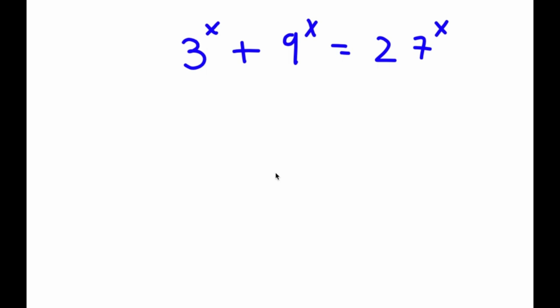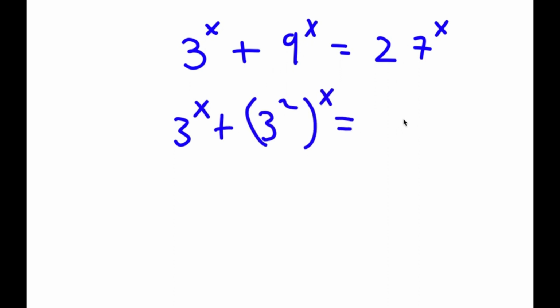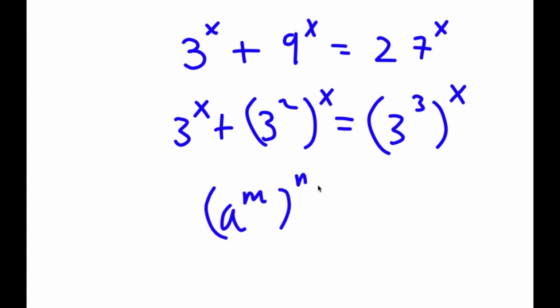Alright, so in this problem, I have 3 to the power of x plus 9 to the power of x is equal to 27 to the power of x. So to solve this, I'm going to first start by rewriting 9 to the power of x as 3 squared to the power of x, and 27 to the power of x as 3 to the power of 3 to the power of x. Now, if I have something in the form a to the power of m to the power of n, this is the same thing as a to the power of n to the power of m.